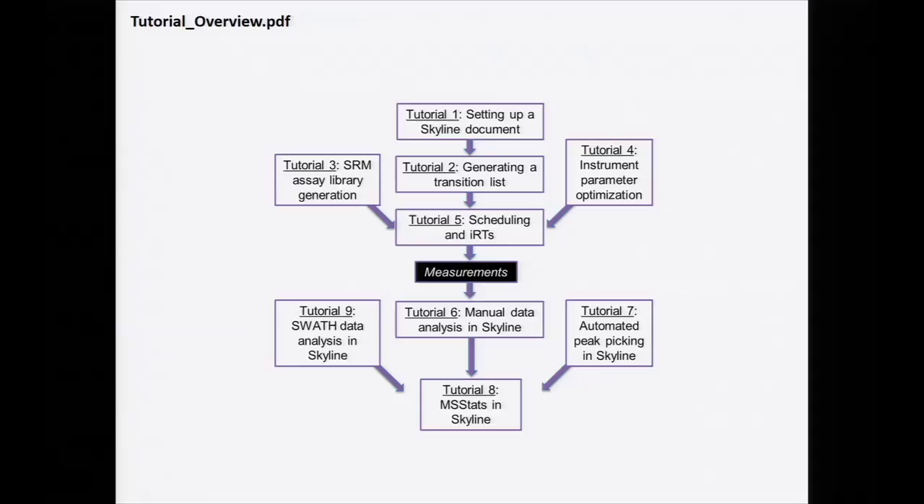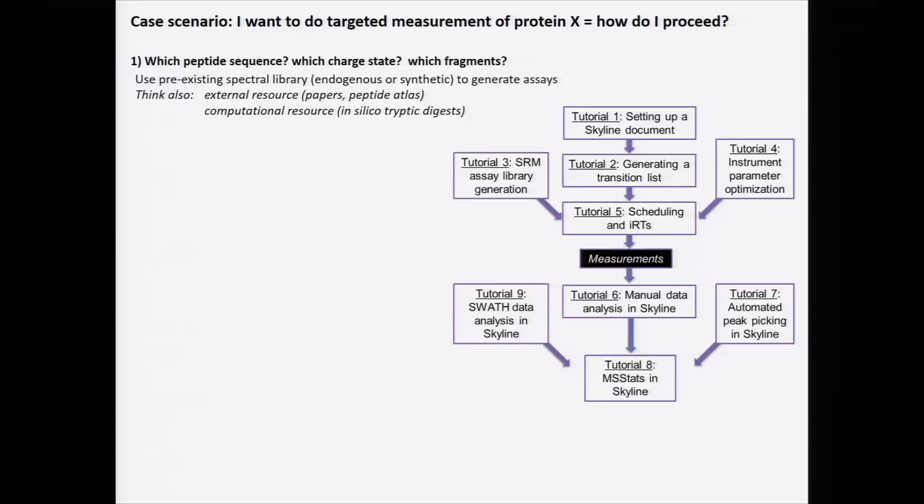So I think the first step, the typical case scenario when you're in the lab, is: I want to target a certain protein, how do I proceed? So you have a customer, if you're in a facility, or you want it for your biological project: I want to target that protein, how shall I proceed? And basically the first question you have to come up with, because we measure peptides in bottom-up proteomics, is: which peptide sequence, which charge states, which fragments of that peptide shall I measure?